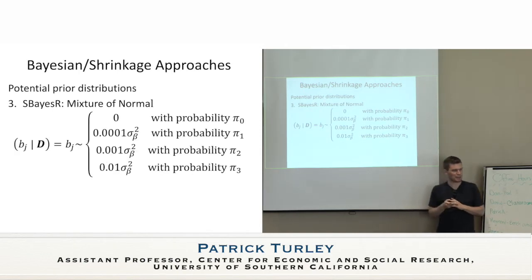SBayesR is kind of like a spike and slab on steroids. In the paper, they write it very generally: it can be a mixture of however many normals you want. But what they recommend, because this seems to work the best, is 4 normals, just like this. So there's some probability that it has a 0 effect, and some probability that there's a bunch of SNPs that have just a very small effect. These should all be normal distributions with mean 0 and variance equal to what's here.